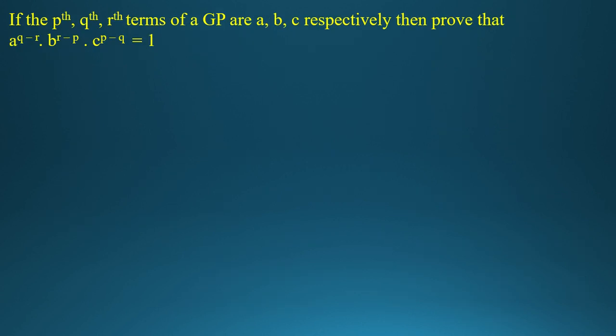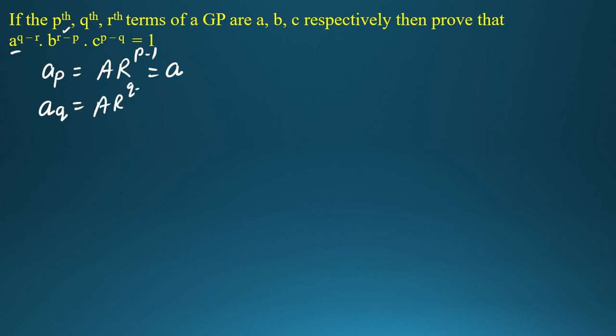If pth, qth, rth terms of a GP are a, b, c respectively, then prove that the given expression holds. Now this type of question we have done in AP also. Okay, see, pth term means A_p is equal to capital A r to the power p minus 1. Why capital A and capital R? Because in this question you can see small a and small r are already given in the question. So that's what I am not taking here. Now A_p is equal to a. Now A_q means qth term, so it is capital A R to the power q minus 1 and it is equal to b because it is given here. And then A_r means capital A R to the power r minus 1 and it is equal to c.